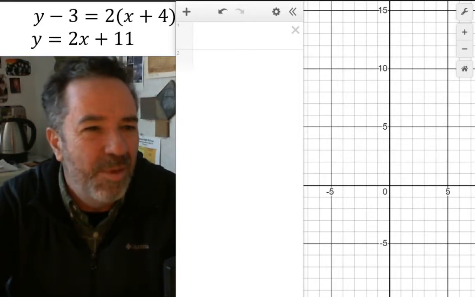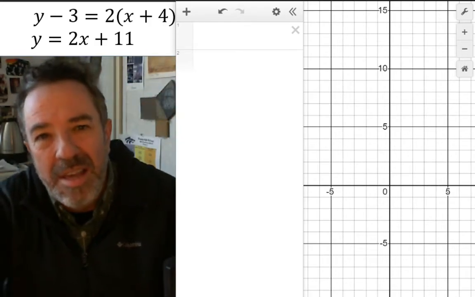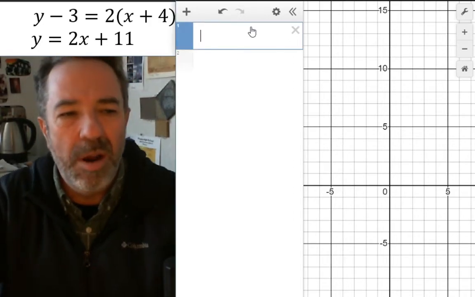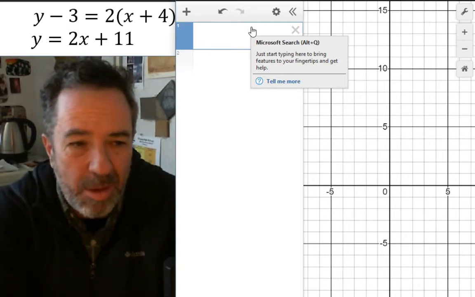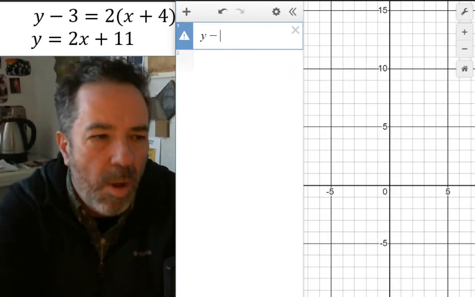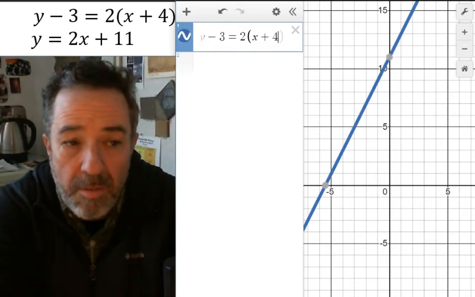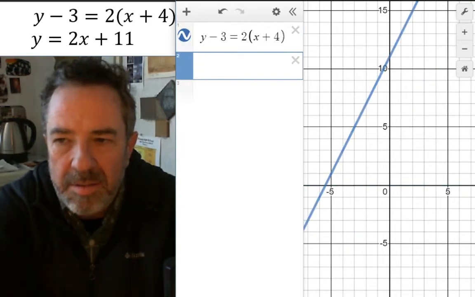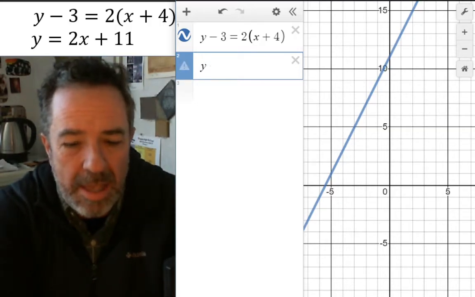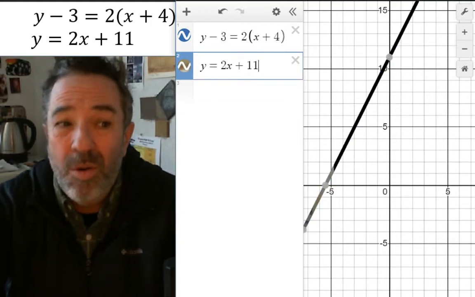Yeah, it is. So what I've done is I've copied the equations above me, right? The top one is the one that I originally started with, and the one below that is what I got when I solved for y and got it alone. What I want to do is just demonstrate that these really are the same equation. So I'm going to type y minus 3 is equal to 2 times the quantity of x plus 4, and I can see there's the one relationship. And that should be exactly the same as y is equal to 2x plus 11. And I can see, yeah, they totally are the same.